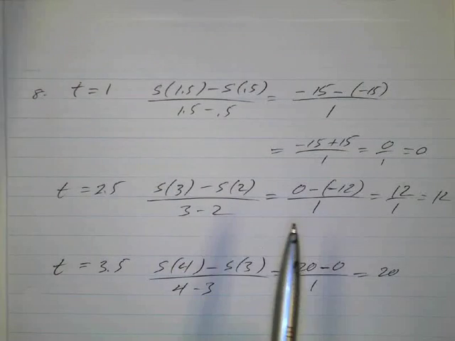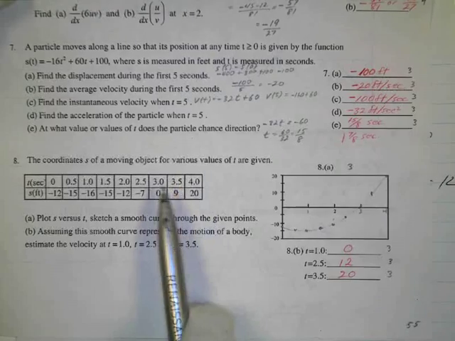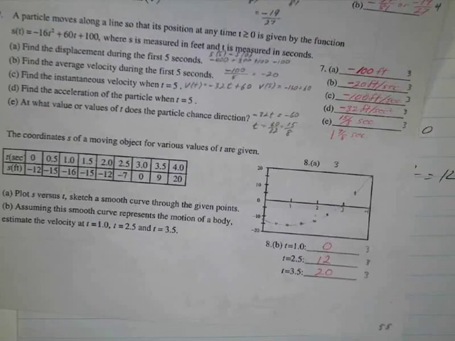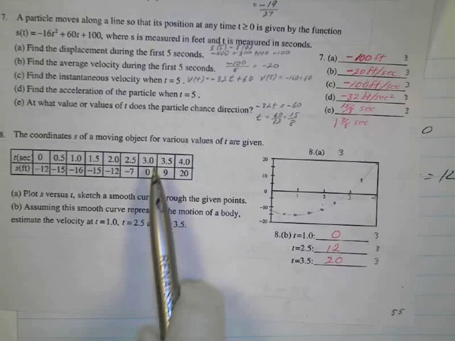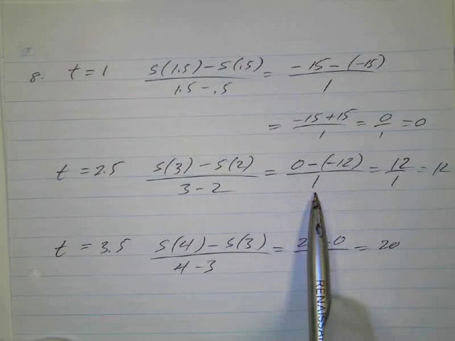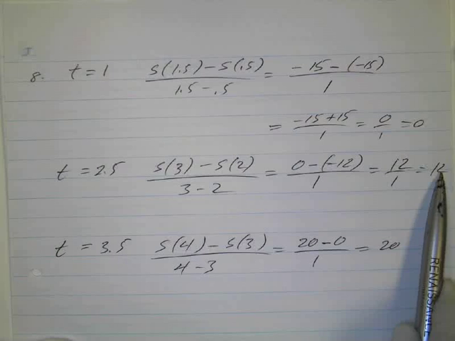Okay, around 2.5, I used s of 3 and s of 2, because those were the values right around 2.5. If you look at your table, s of 3 was 0, and s of 2 was negative 12. So you can check on the table. That was 0 minus negative 12, all over 1, but negative times the negative is positive, so that was just 12 over 1, which is just 12.